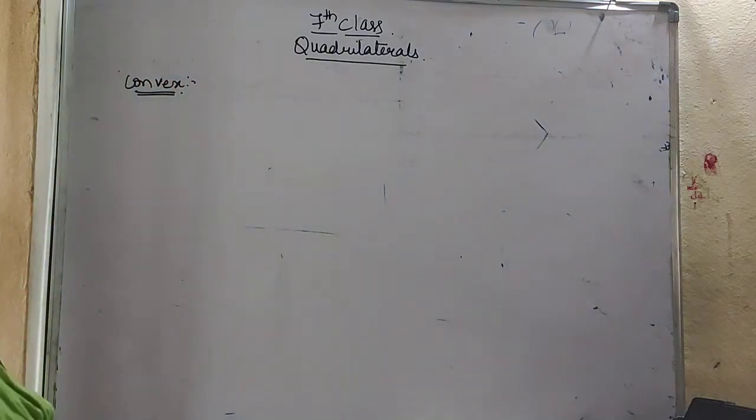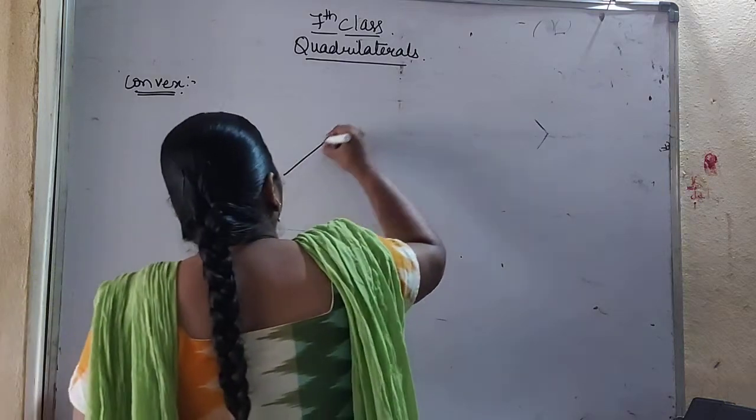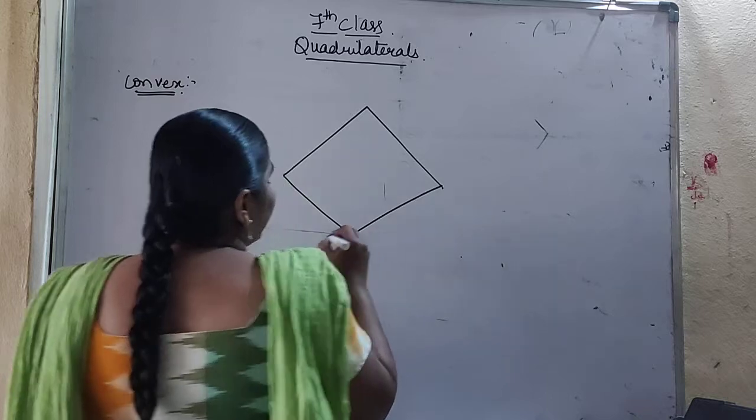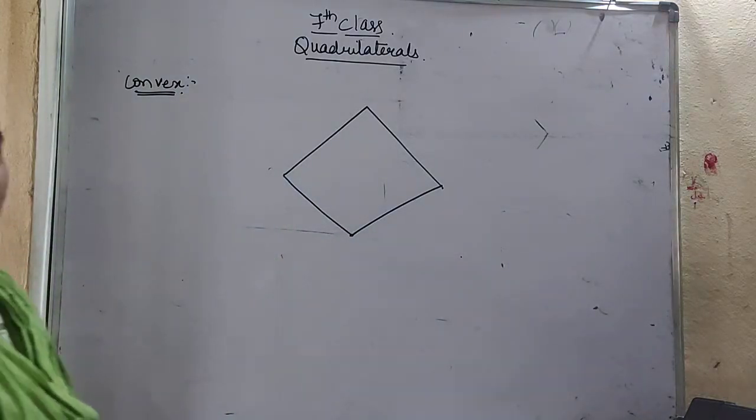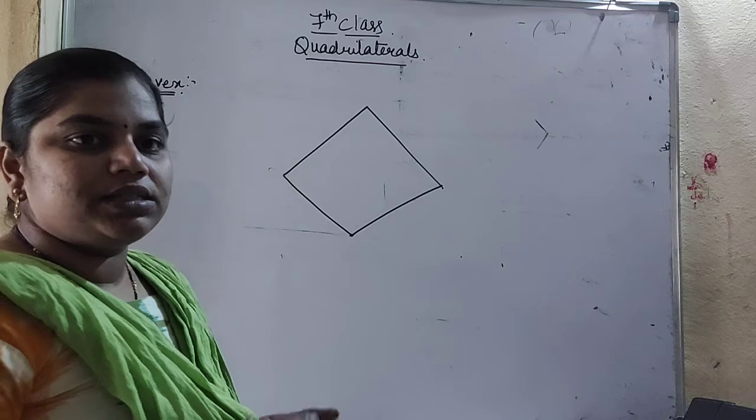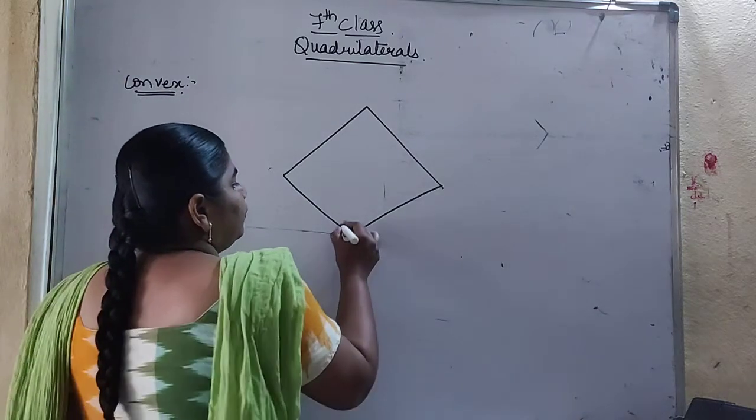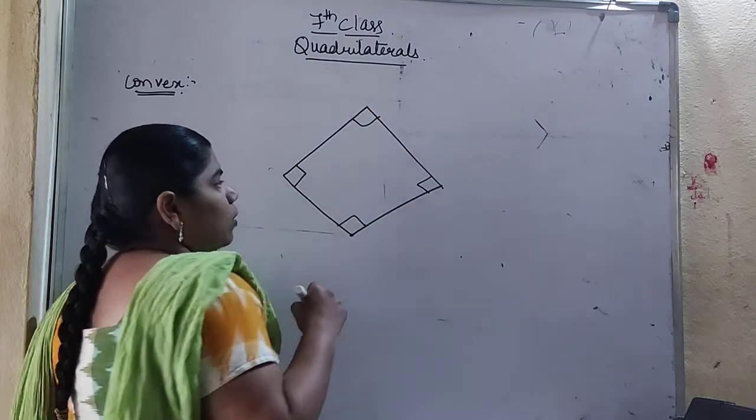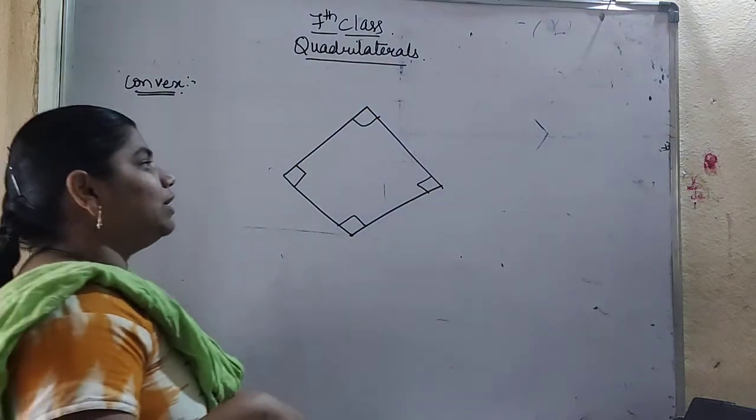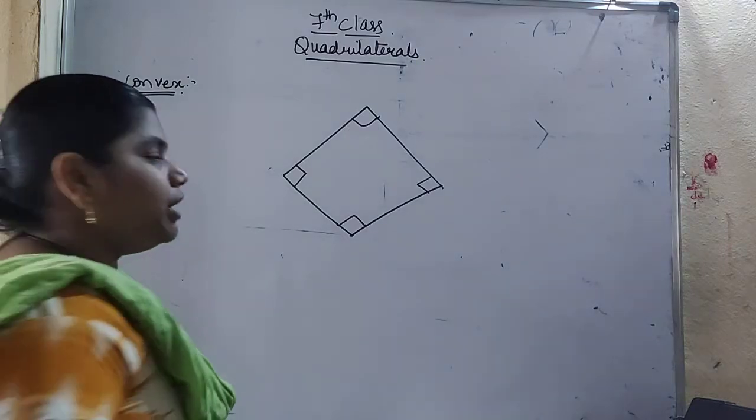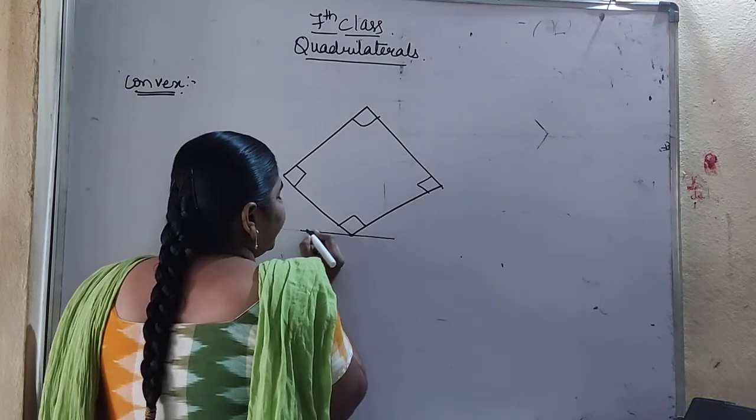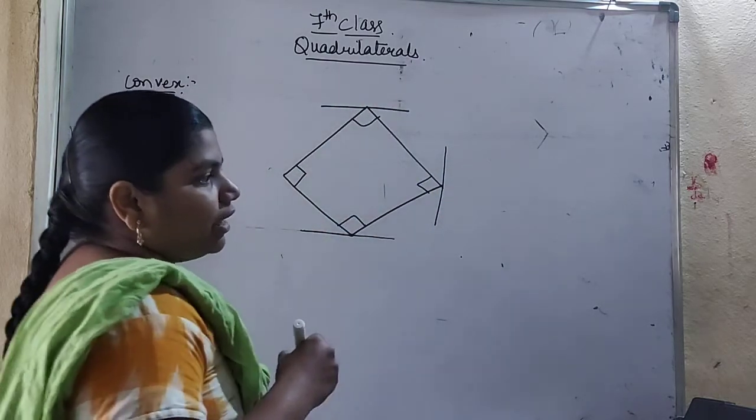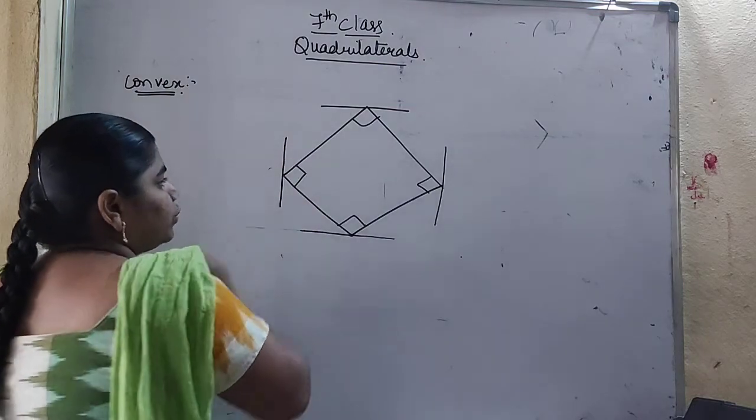So what do you mean by convex quadrilateral? When all the angles are less than 180, we will call it a convex quadrilateral. If you see this, this is a quadrilateral figure, and how many angles are there? Total 4 angles are there. All the angles are less than 180 only. So if I draw a straight line from here, and from here also I am taking one straight line.